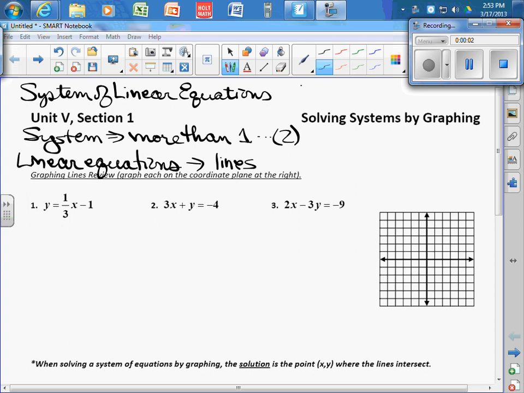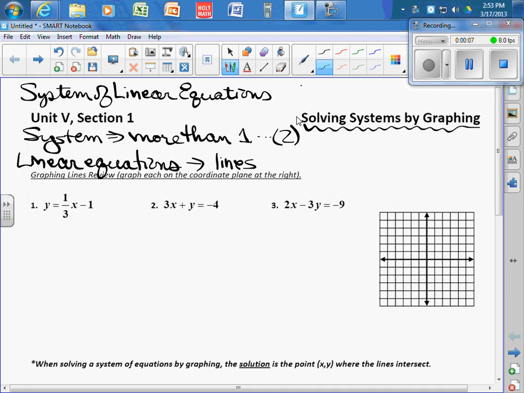All right, in Unit 5, Section 1 here, we're going to be talking about solving systems by graphing. What does that mean? Well, what I'm referring to is solving a system of linear equations. And what does that mean? Well, a system means more than one. In our case, we're going to be talking about two linear equations. What are we talking about with linear equations? Well, when you graph a linear equation, you get a line. So we're going to be graphing two lines at a time. That's what all this means.